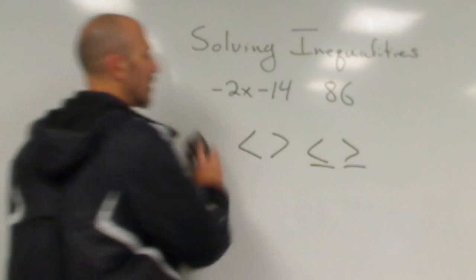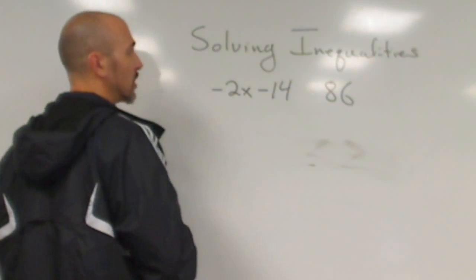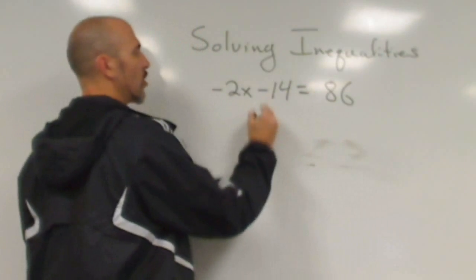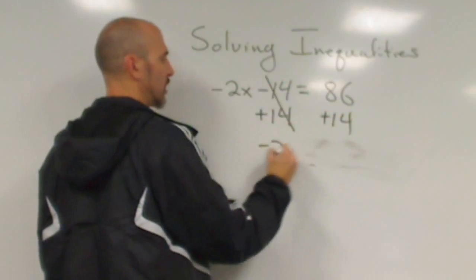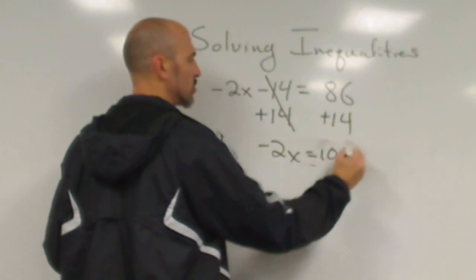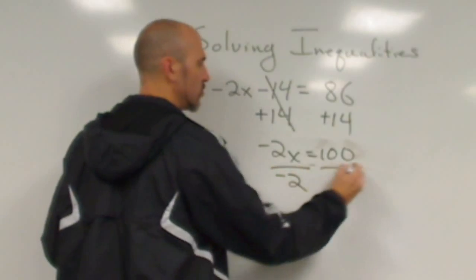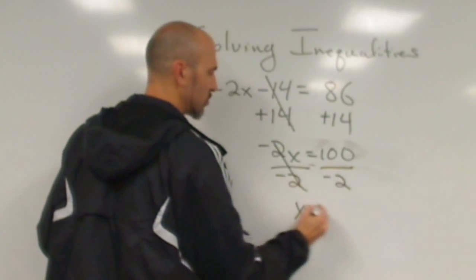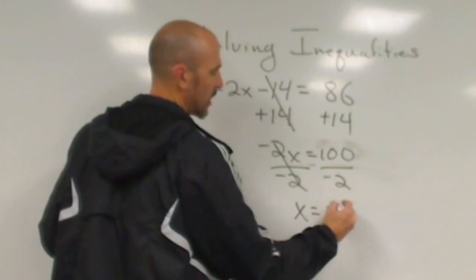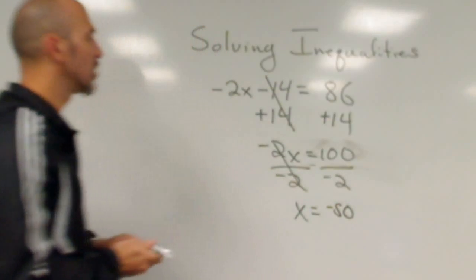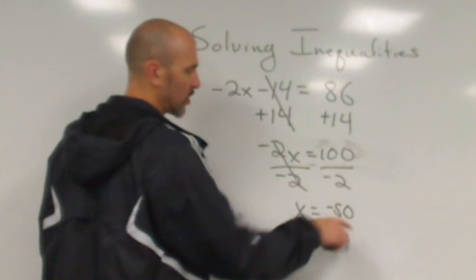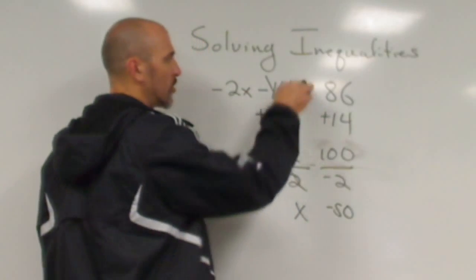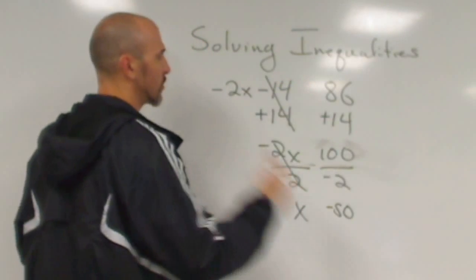If I took out the inequality and put an equal sign in its place, you would solve this just like any other two-step equation. Cancel, negative 2x equals 100, just like we've been doing. Divide by negative 2, divide by negative 2, and x would equal negative 50. The only thing that's changed is that instead of saying x is equal to negative 50, we're now putting an inequality in there.